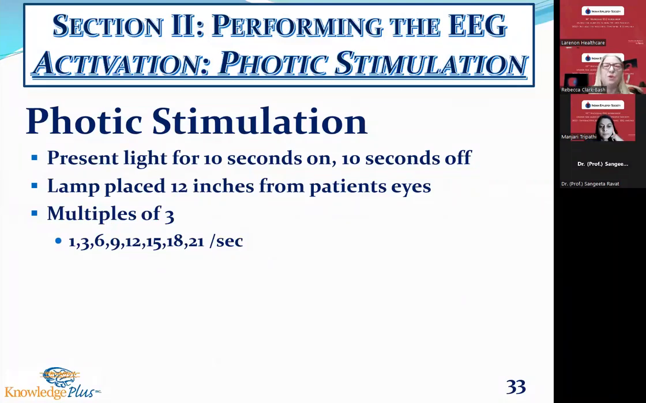Okay, photic stimulation. So the light is presented for 10 seconds on, 10 seconds off. The lamp should be placed 12 inches from the patient's eyes. Now, one comment I want to make about the lamp. With a lot of manufacturers, the arm that the lamp is on, if you're not careful, you swing that lamp in and the angle is different, which would result in asymmetric photic driving. So it's important that that lamp come in 12 inches from the patient's eyes and be evenly distanced from left eye and right eye. And very typical is multiples of three, 10 seconds at one per second, 10 seconds at three, 10 seconds at six.